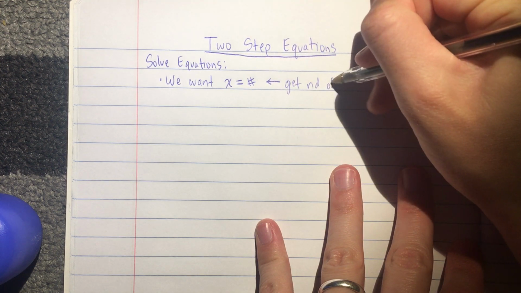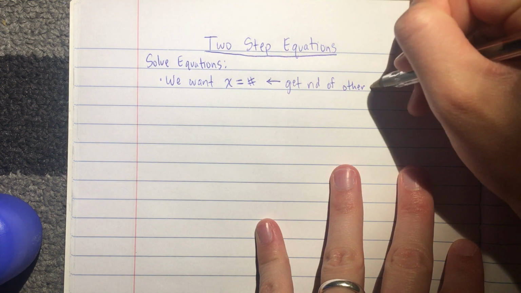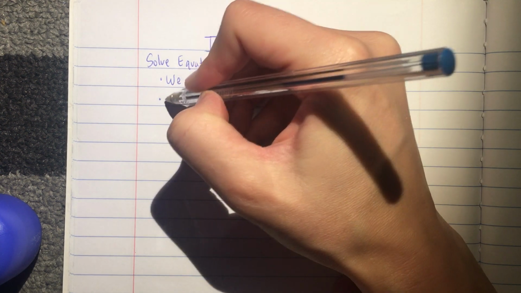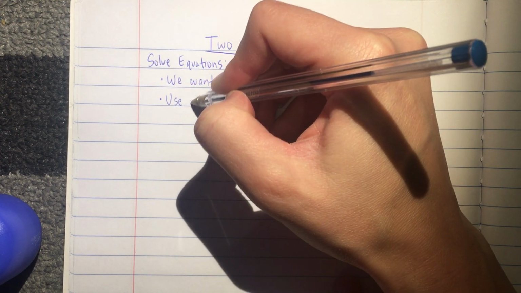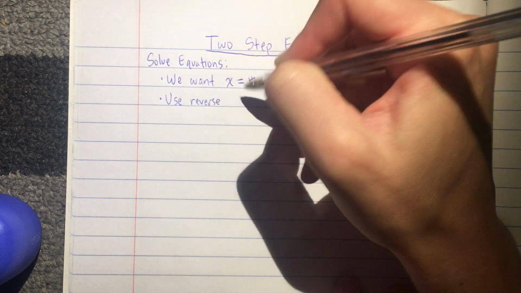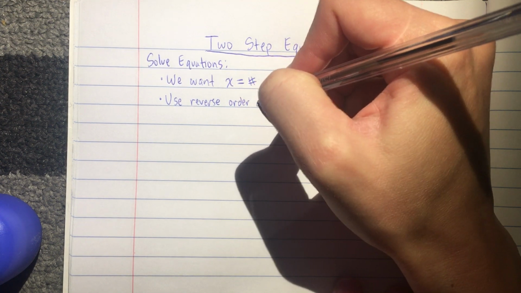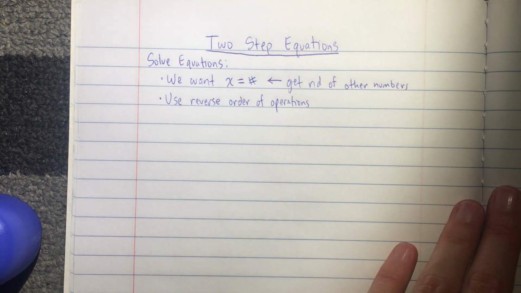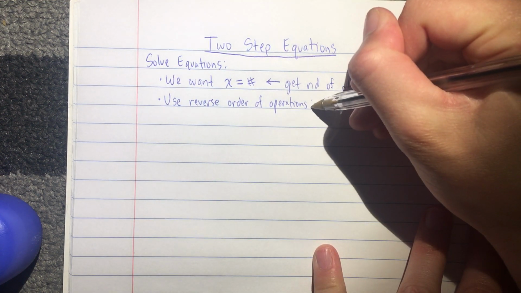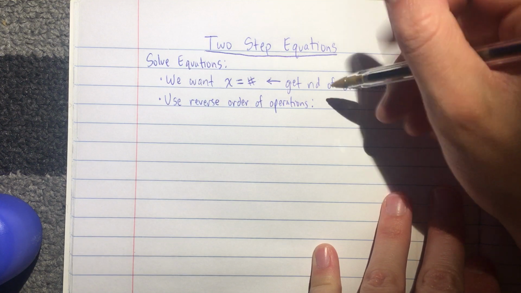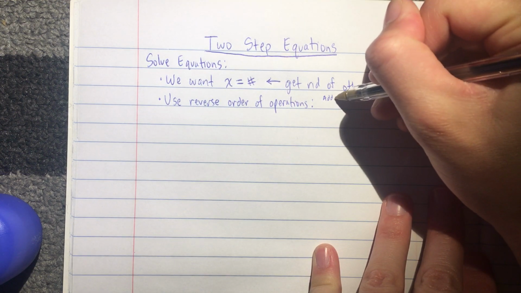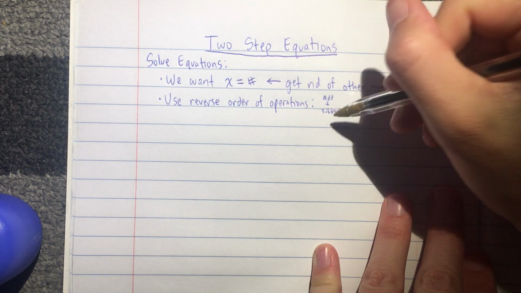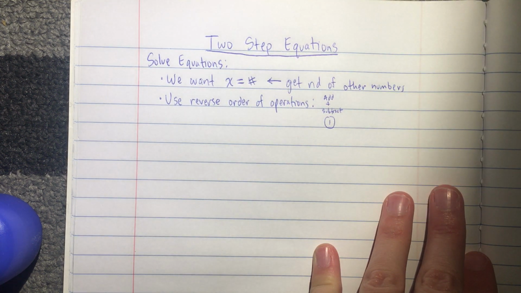we need to get rid of other numbers that are with x. Now, how do we do that? We use the opposite of order of operations. We reverse it. Because now we're not doing operations, we're undoing operations. So in order of operations, adding and subtracting are last. But now, adding and subtracting are going to be first. When we're solving an equation, if I want to undo operations, I'm undoing addition and subtraction first.